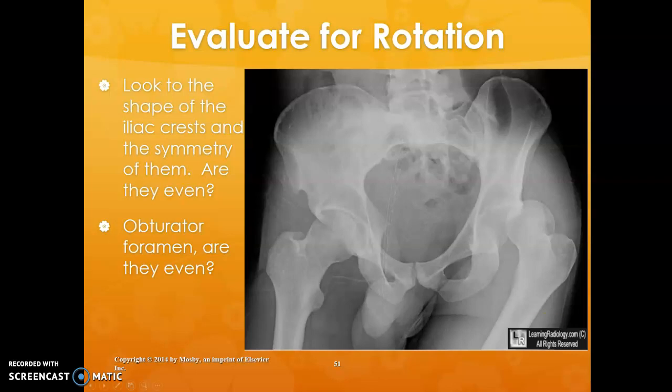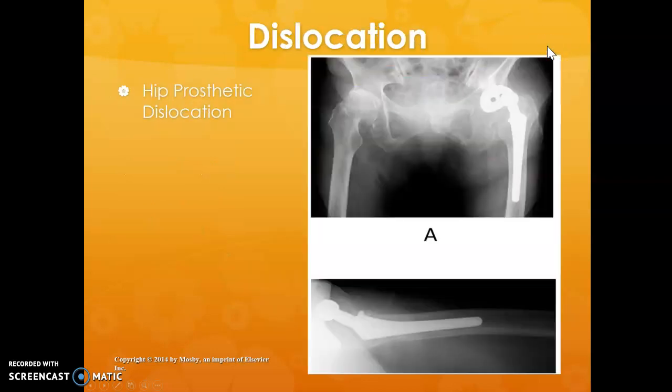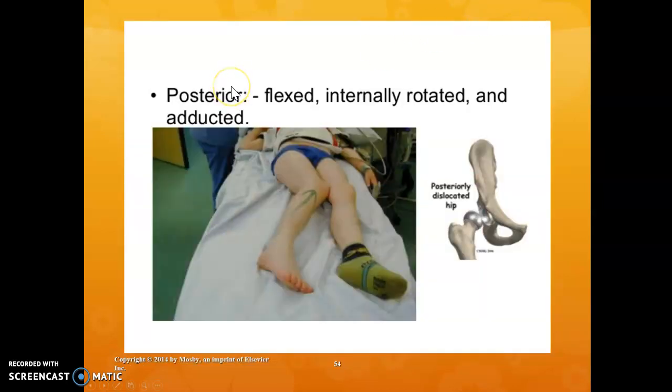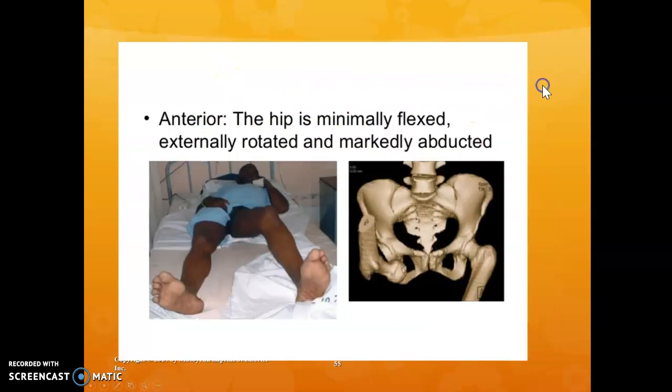How do you evaluate for rotation? You want to see symmetry of the wings here or symmetry of the obturator foramen. Hip dislocations happen often with these prosthetic hips. It's either going to be anterior or posterior. Anterior is rare. Posterior, they're going to be flexed and internally rotated and abducted and adducted. Anterior, the hip is minimally flexed, externally rotated, and markedly abducted. This is the presentation usually.